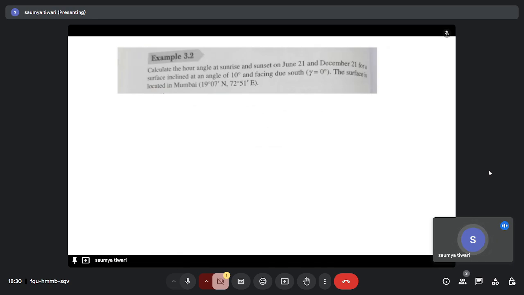So this is the first question. I'll read the question aloud for you. We have to calculate the hour angle at sunrise and sunset on June 21st and December 21st for a surface inclined at an angle of 10 degree and facing due south. The surface is located at Mumbai, whose latitude and longitude angle are given. I'll give you a few minutes to think on this question and then we'll solve it.